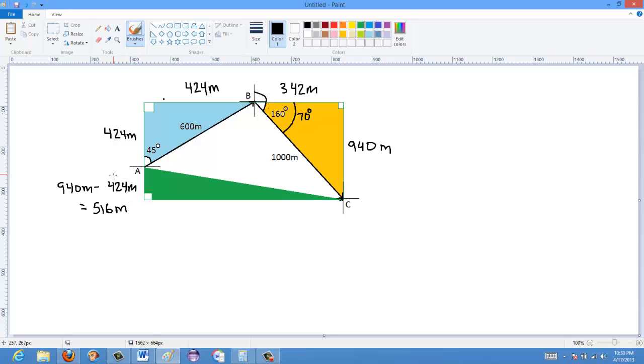So this length here. Now clearly this drawing is not to scale, but that's okay. It doesn't really matter. And then this side here has to be the sum of this side plus this side. So 424 plus 342 is 766. And so now we figured out all the basic geometry of this final green triangle.